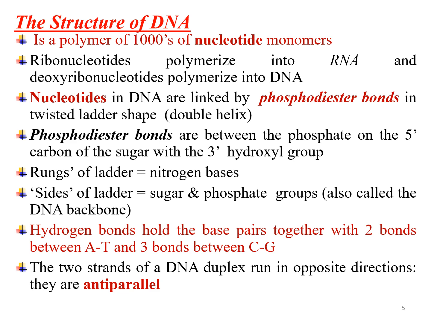The rungs of the ladder are always a nitrogenous base, whereas the sides of the ladder are the sugar and the phosphate group, also known as the DNA backbone. Hydrogen bonds hold the base pairs together, with 2 bonds between adenine and thymine, as well as 3 bonds between cytosine and guanine. This means there is a triple bond between cytosine and guanine, and a double bond between adenine and thymine. The 2 strands of the DNA double helix run in opposite directions.